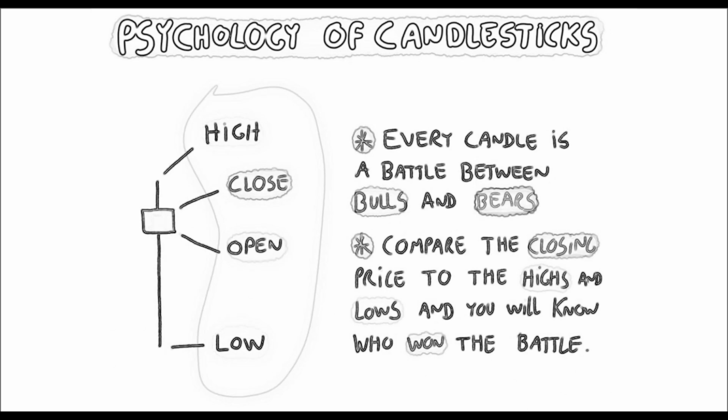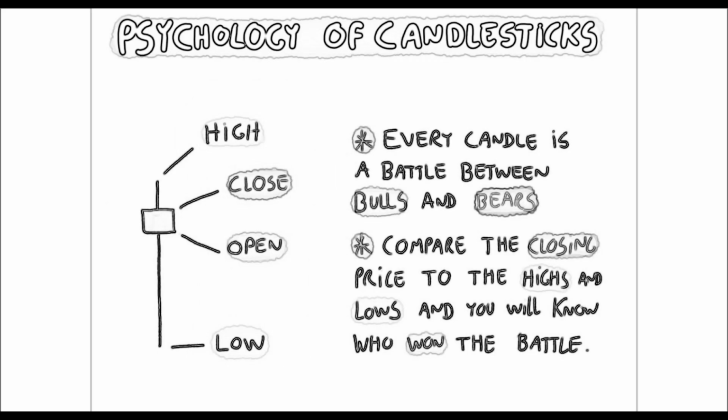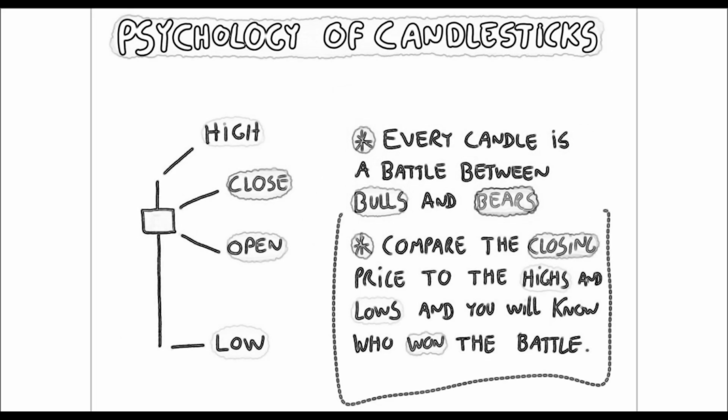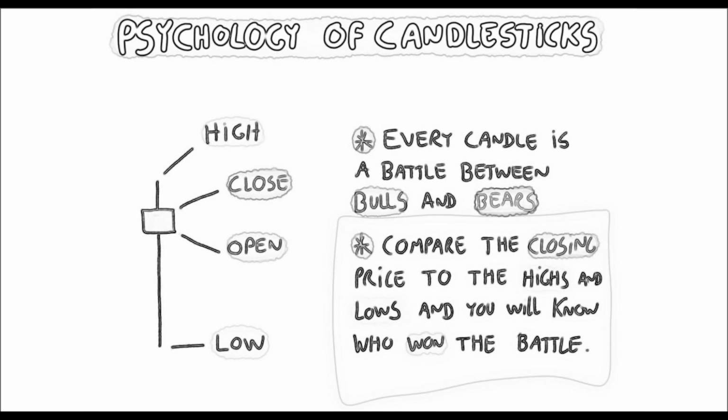So, remember we were talking about why it's important to have these four values, the open, close, high, low in your chart, the OCHL. It's because it represents more than just numbers. It's a battle between the bulls and the bears, right? They're fighting constantly to determine something. Look, every candle is a battle between bulls and bears. And if we compare the closing price to the highs and lows, you'll know who won the battle.